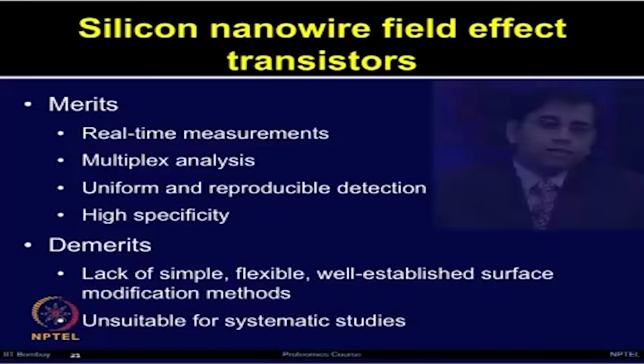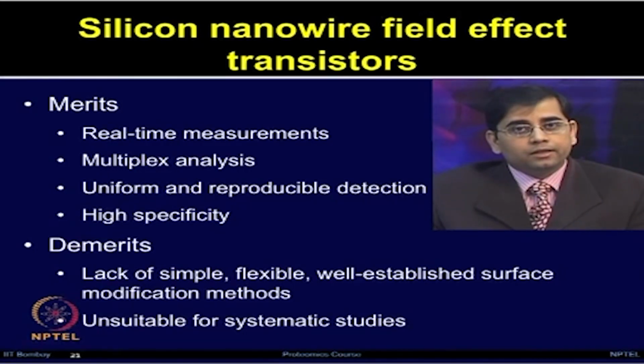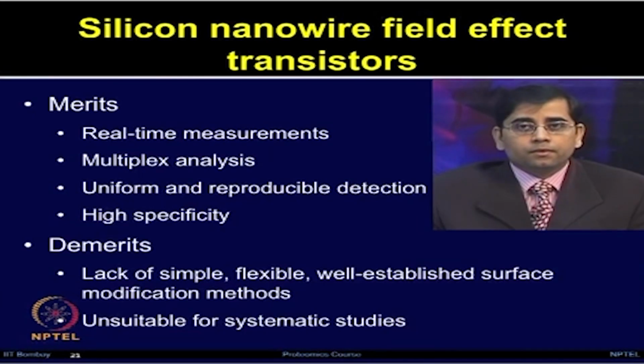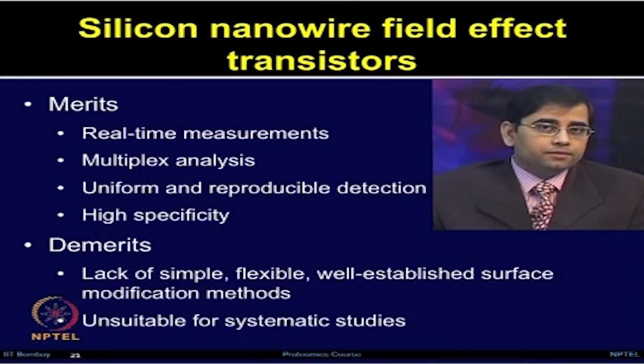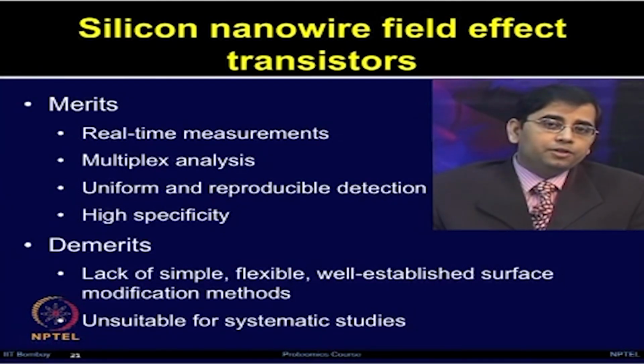So, this platform provides us the real time measurement capability. Also, it offers multiplexing analysis. It is uniform and provides reproducible results for various biomolecular detection, and it shows very high specificity. Now, discussing the demerits of this platform, the lack of simple, flexible and well established surface modification protocols is one of the limitations, and it is also not very suitable for systematic studies.